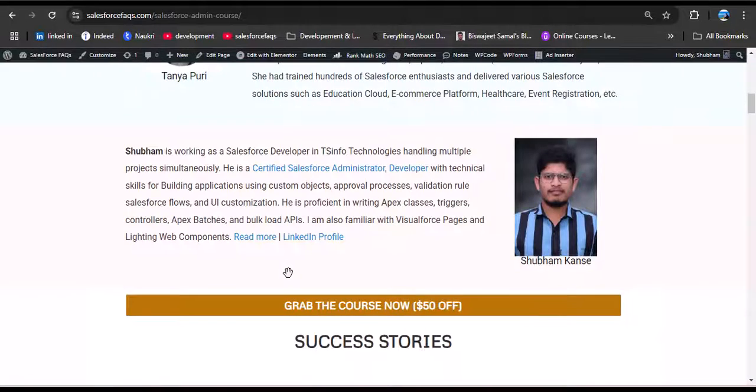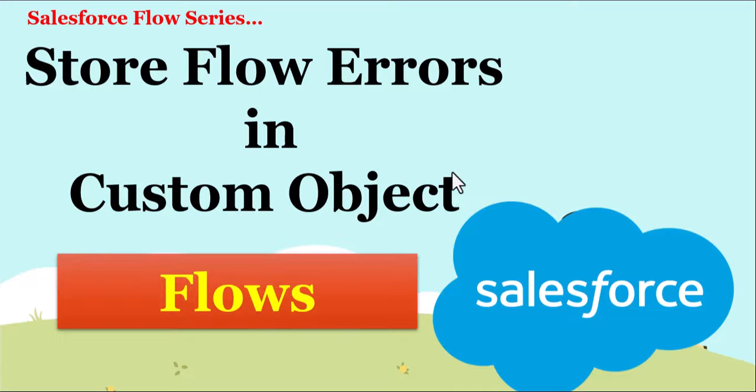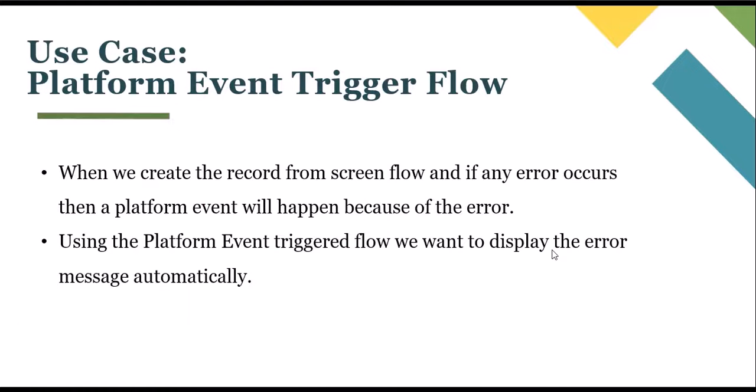Now let's jump to the topic. First we will understand the use case and then I will explain how to create the flow. So here is the use case. When we create a record from the screen flow and if any error occurs, a platform event will happen because of that error. Now, using the platform event trigger flow, we want to display the error message automatically.